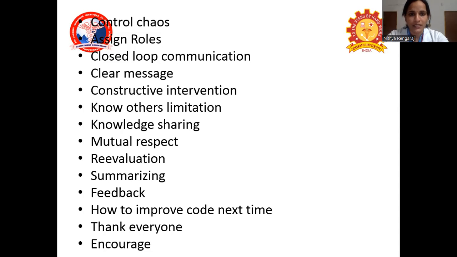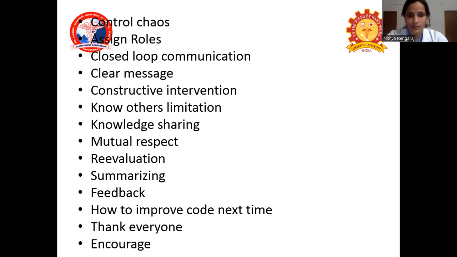Constructive intervention here means you talk only when there is a need to talk. So all your messages should have a meaning. There should not be any unnecessary intervention. And also you should know your team very well, their advantages, their roles, their skills, and their limitations, so that you can assign the appropriate roles to them. Knowledge sharing: whatever you're going to do, you have to share it with your team. Mutual respect is definitely important, whether she might be senior to you, junior to you, a colleague, or anything. Mutual respect is a very important part of the team.